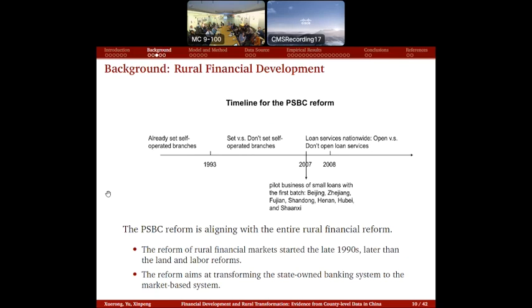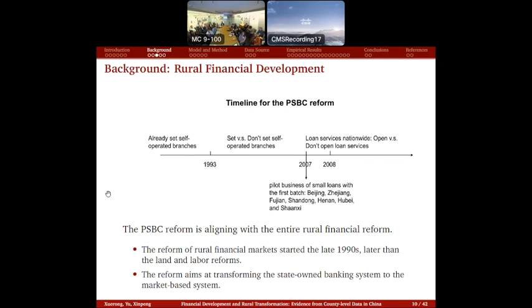but in this period, the branch can only provide services like withdrawing currency from the bank. They don't provide any loan business. After that, in 2007, there was a reform in the PSBC, conducted at the headquarters. It means that each branch can provide small loans. The first branches started in 5 provinces, and later on, the loan service started nationwide.